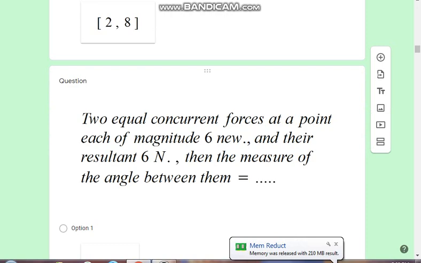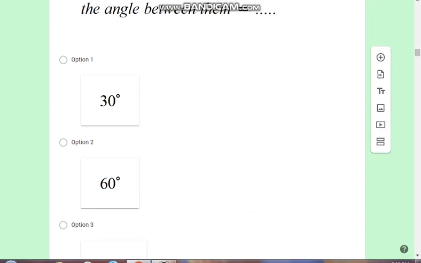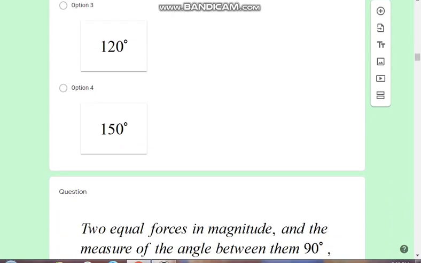The next: two equal concurrent forces at a point, each of magnitude 6 Newton, and their resultant is 6 Newton. Then the measure of the angle between them equals 30 degrees, or 60 degrees, or 120 degrees, or 150 degrees.